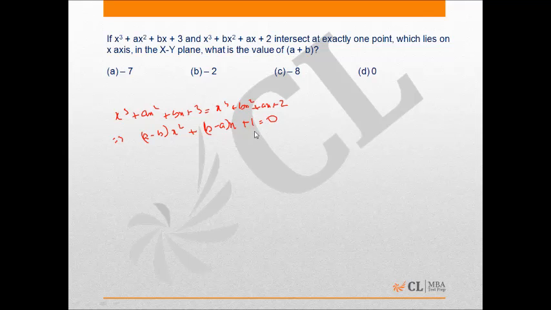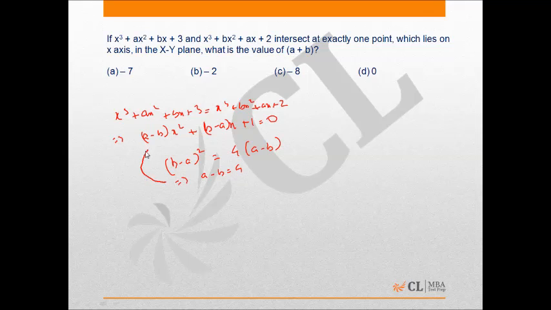Now since they intersect at exactly one point, this quadratic equation actually has just one root, which will be a double root, which basically means that the discriminant would be equal to 0. Thus what that means would be b minus a whole squared is equal to 4 times a minus b. From here what I get is a minus b is equal to 4.